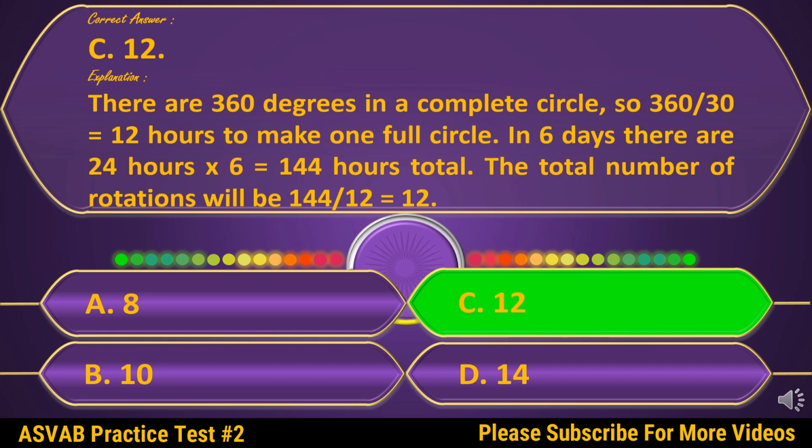12. There are 360 degrees in a complete cycle. So 360 divided by 30 is equal to 12 hours to make one full circle. In 6 days, there are 24 hours into 6, which is equal to 144 hours total. The total number of rotations will be 144 divided by 12, which is equal to 12.